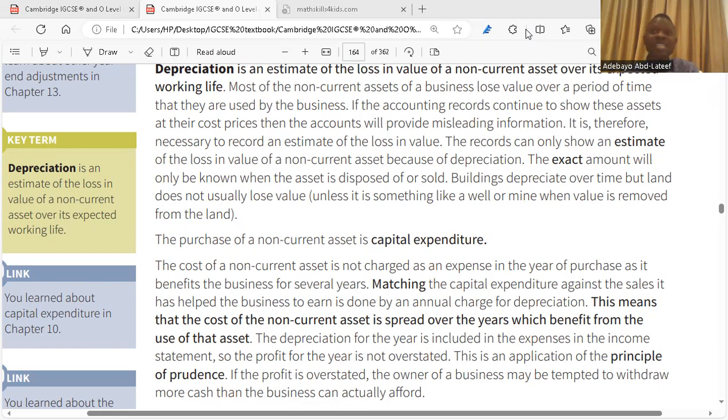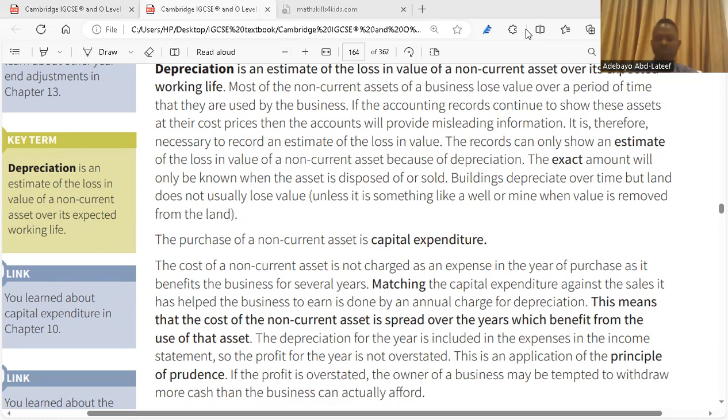The day you want to sell that asset, the day you want to sell that equipment, that day is when you know the real value at that time. Because people will come up with a value. They'll tell you, oh, we can't buy it for less than 6,000. Yeah, you purchased it for 10,000 or 12,000, but it has depreciated. So different people will come up with different prices. That's why they say the exact amount will only be known when the asset is disposed of or sold.